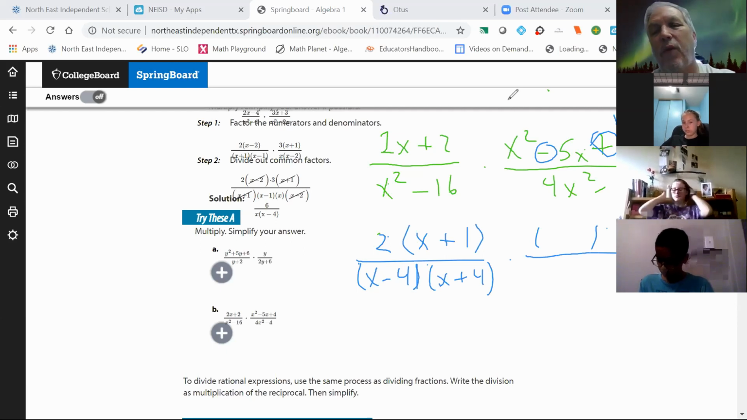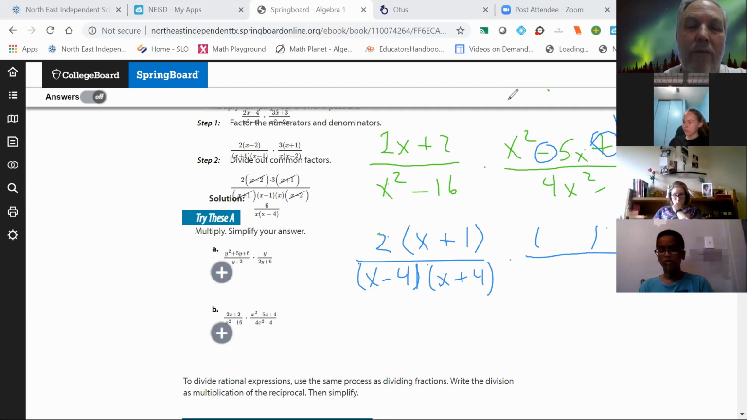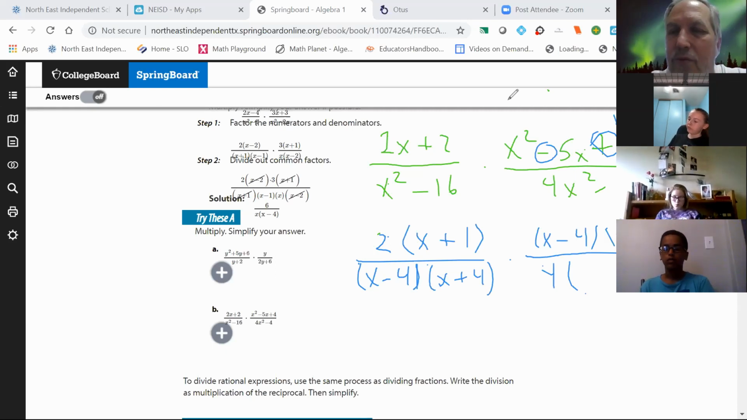The last one is 4x squared minus 4. And so the first thing we want to do is see if there's a greatest common factor we can factor out. And there is. We can factor out a 4. And that's going to leave me with 4 times x squared minus 1.